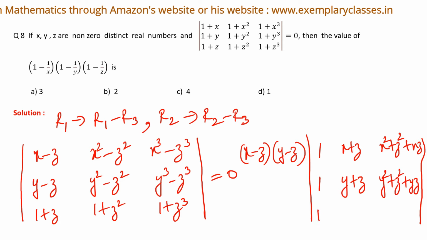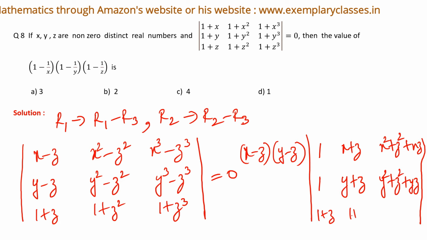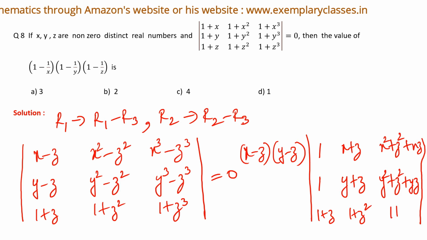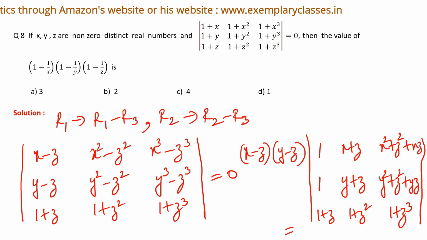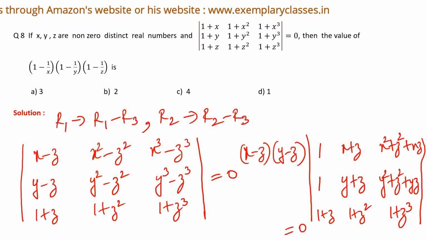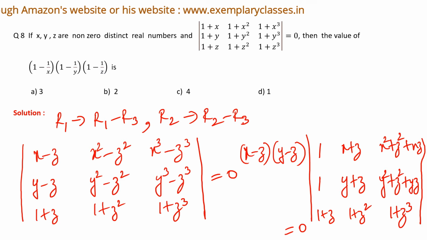And in the third row we are having 1 plus z, 1 plus z square, 1 plus z cube. Right? And the value of this determinant is equal to 0. Now students, whenever we use the properties of determinants, our sole aim is to make that determinant simple and to create as many zeros as possible in a particular row or column.